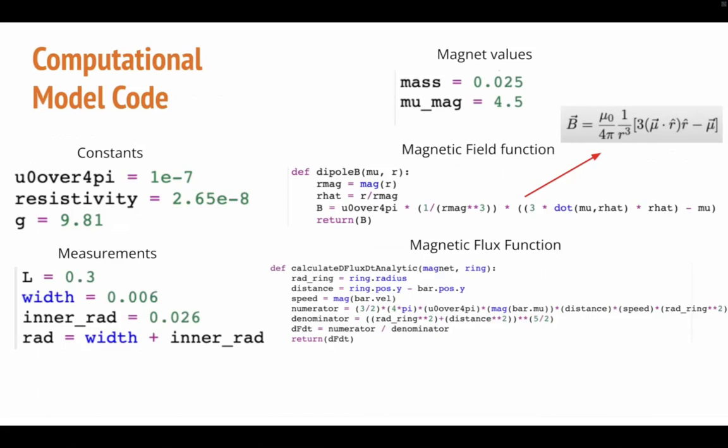The computational model code shows my constants at the top left, measurements that I made at the bottom left, magnet values at the top, the magnetic field function, which is calculated using the formula shown there, and the magnetic flux function, which is calculated at the bottom.